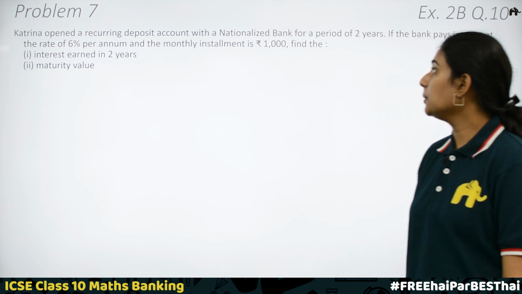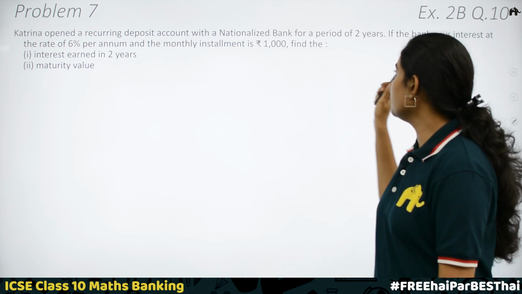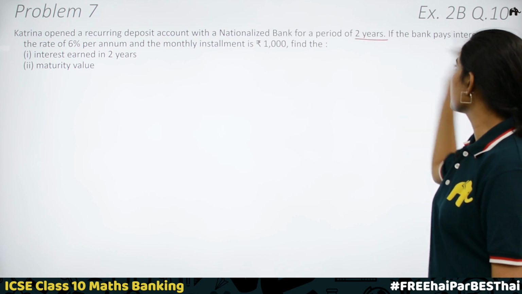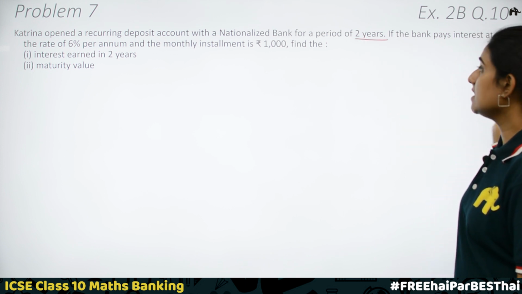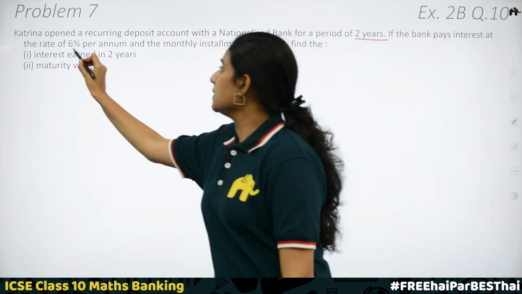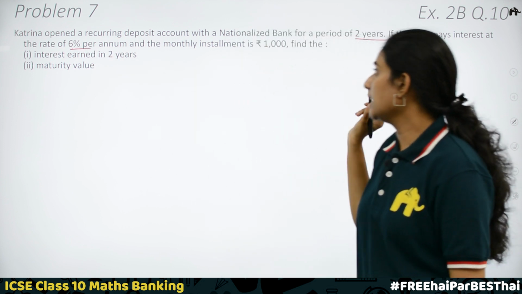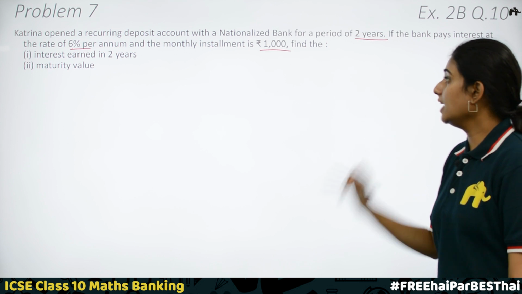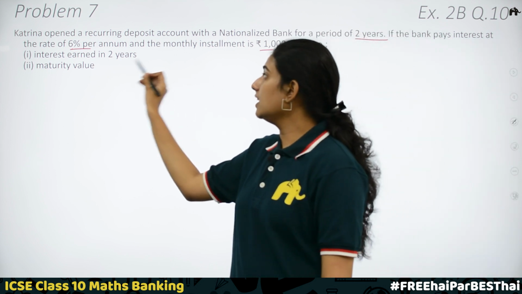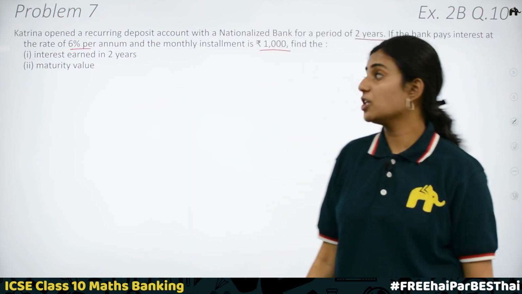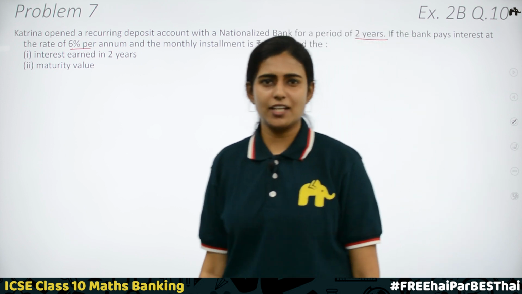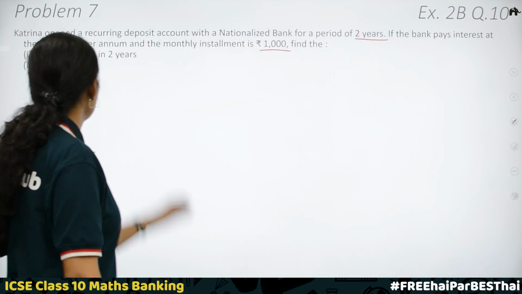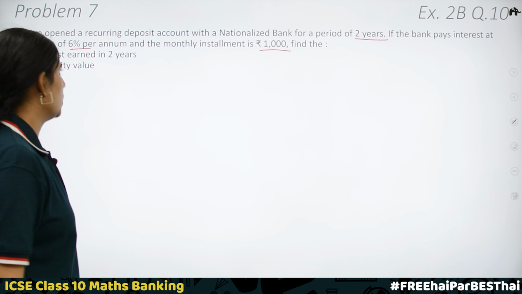Problem number 7, that is question number 10 of exercise 2B. Katrina opened a recurring deposit account with the nationalized bank for a period of 2 years. If the bank pays interest at the rate of 6% per annum and the monthly installment is rupees 1000, find the interest earned in 2 years and the maturity value. This is a direct question, right? We need to find the interest and maturity value.